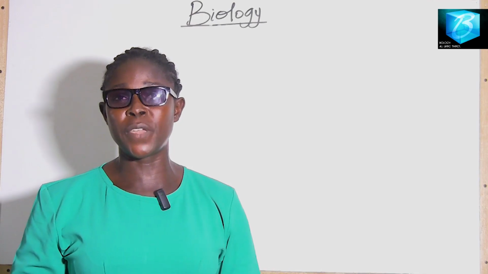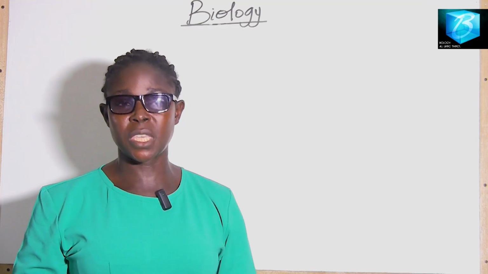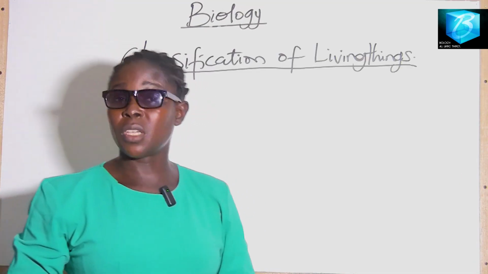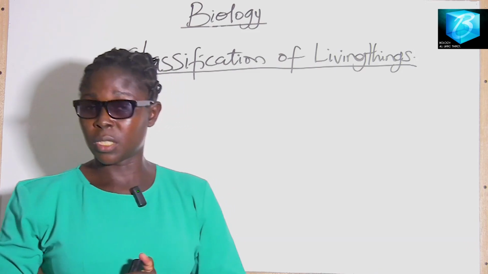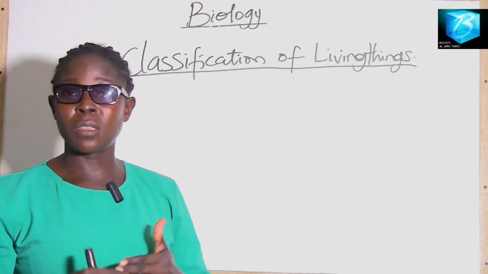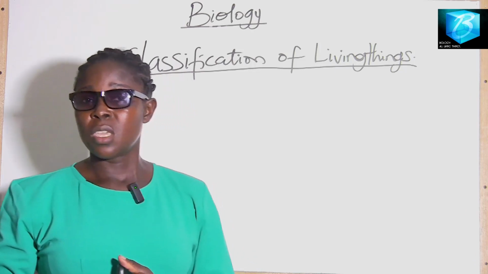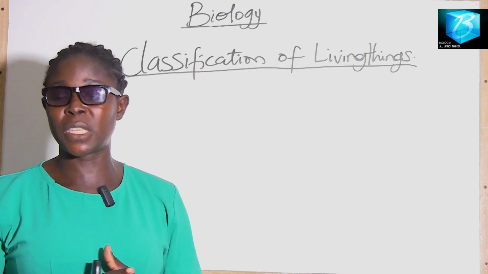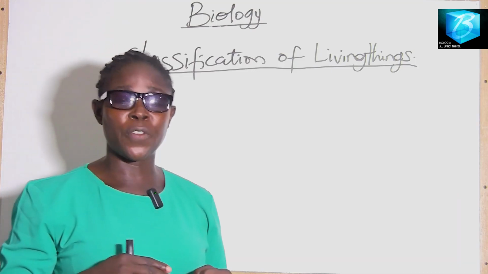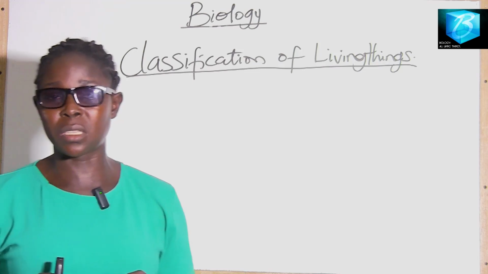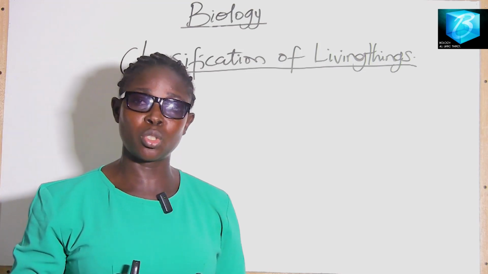The topic before us is classification of living organisms. Classification of living things. What is classification? Classification in biology is the grouping or sorting or arrangement of living things into the group they fit in best as a result of evolutionary trend, the similarities or the differences that the living things show.